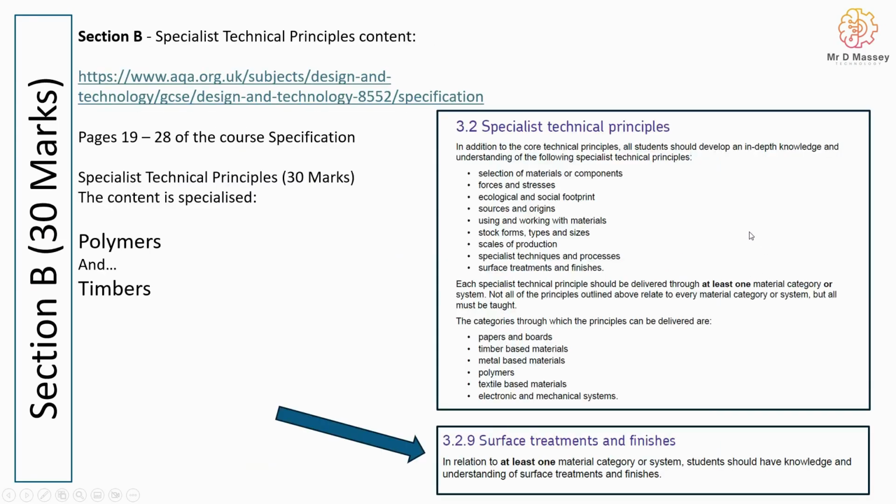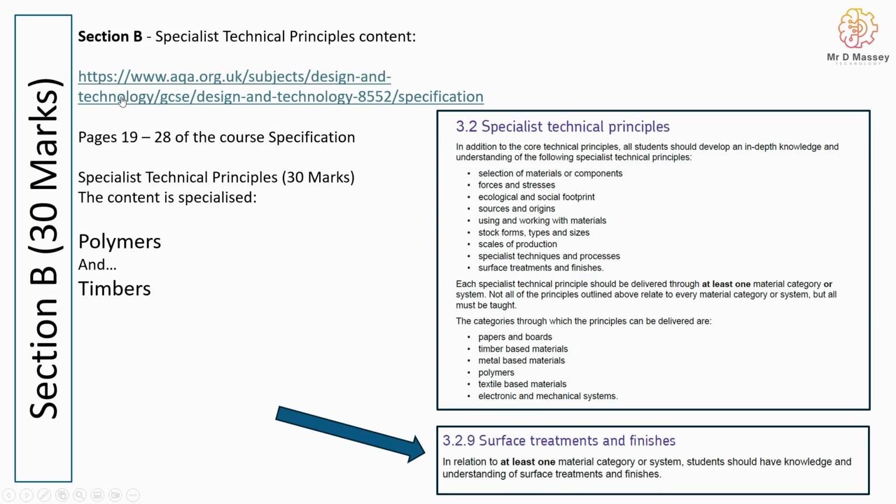So section B, so the second part of the paper, is specialist technical principles. The really important thing here is that you actually answer the questions relating to the materials you've been over in your course. So for us, that's polymers and timbers. Don't be tempted to answer the question in relation to textiles, paper and board and such like. Whilst you think you might know the answers, it's very unlikely that you'll have the technical understanding to get close to 4 marks on those questions. So stick to polymers and timbers.